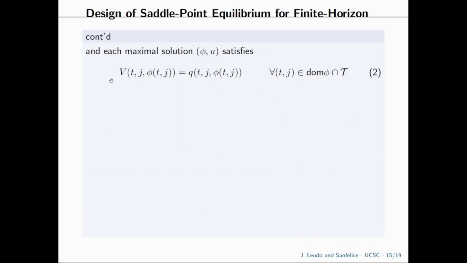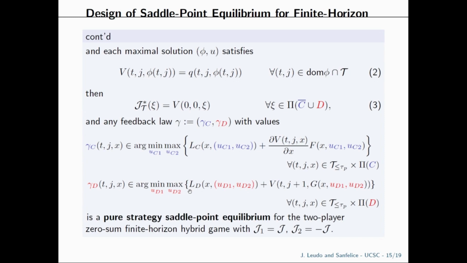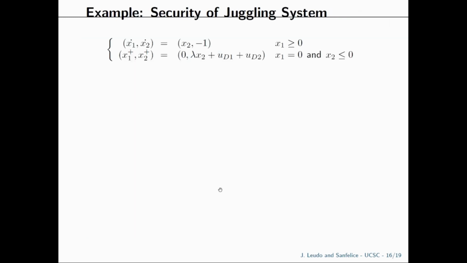Under an additional condition, when V evaluated at the terminal time equals the terminal cost, we can say that the value function is equal to such a function b that satisfies regularity conditions at the initial state and time. And any feedback law that is an optimizer of these min-max problems in continuous and discrete time is denoted as a pure strategy saddle point equilibrium for this hybrid game with a single cost.